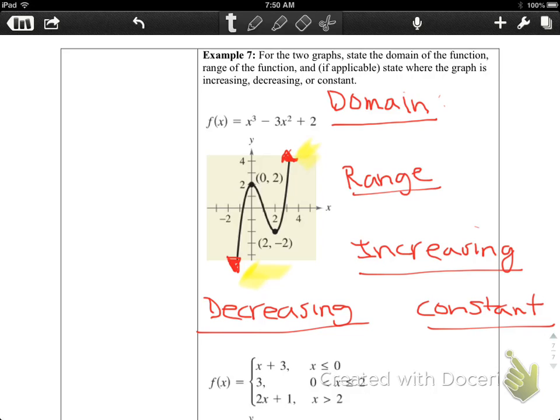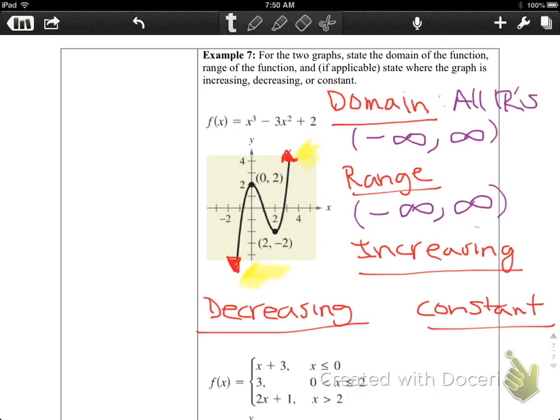Okay, so here, domain, again, we read our domain left to right because we're looking at our x values. We read our range bottom to top because we're looking at our y values. Okay, so the domain here is actually all reals. So you can say all reals, remember our notation for reals, or in terms of interval notation, you can say from negative infinity to infinity. That's another way to say all reals, all real numbers. The range, if you look from bottom to top, it's still all reals, so negative infinity to infinity.